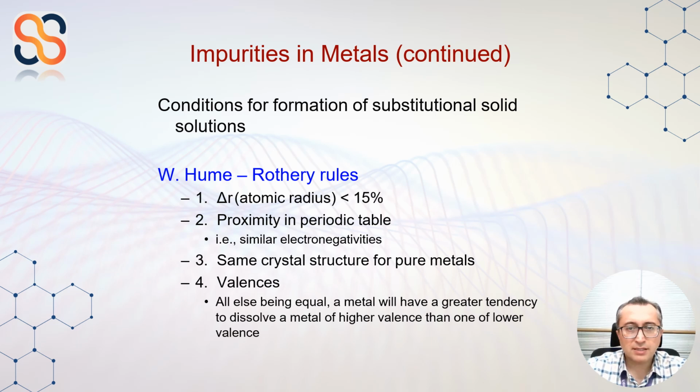Finally, we consider the valences of the metals. Generally, a metal is more likely to dissolve another metal that has a greater valence than one with a lower valence. This is because metals with higher valences can better accommodate the additional bonding interactions that arise in the solid solutions. By following these guidelines, we can better predict whether two metals will form a substitutional solid solution and how their properties might change as a result.